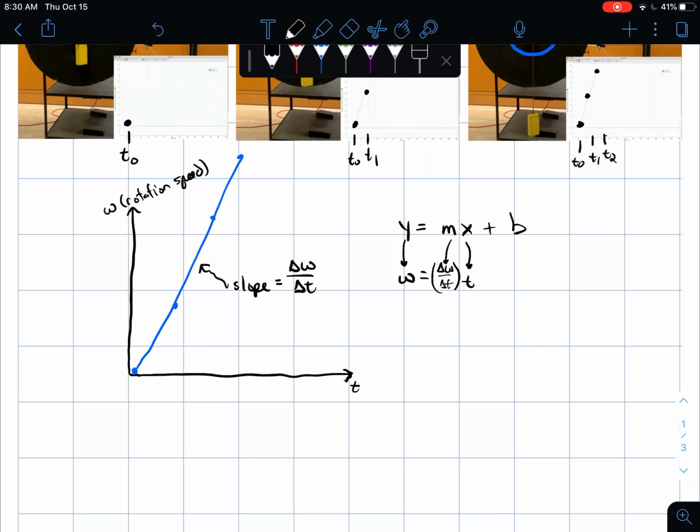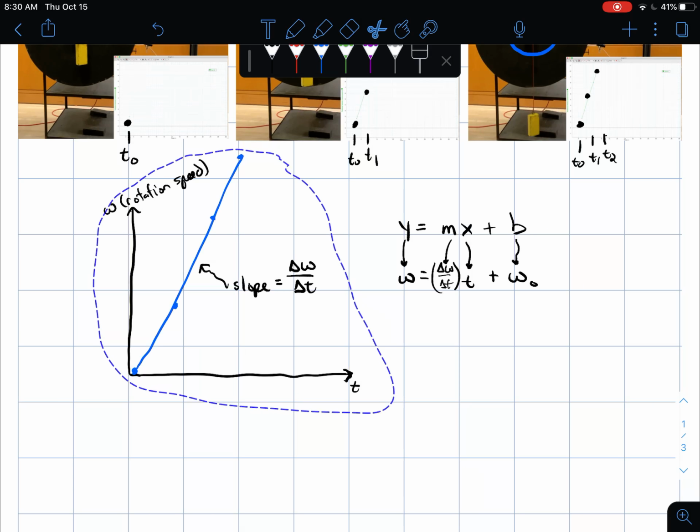And then I guess for our part, it kind of looks like 0, but in general, this doesn't always have to be 0. It could have started with some initial angular speed, so that is going to be our y-intercept. Okay, so that is really just taking what we know from math, the equation for a straight line, and rewriting it in terms of variables of our graph that we saw from this demo.